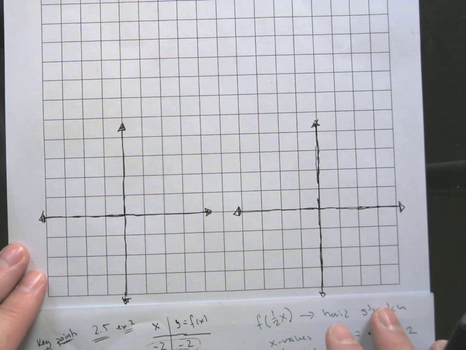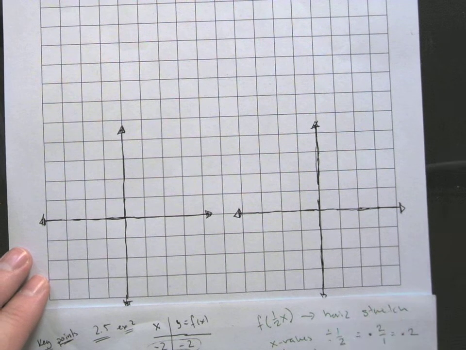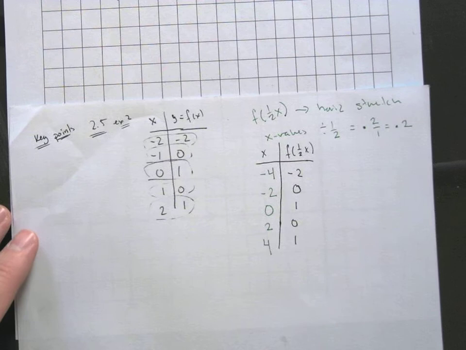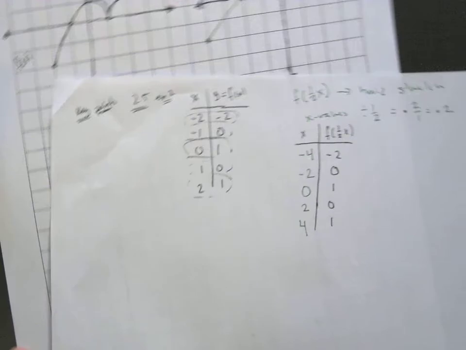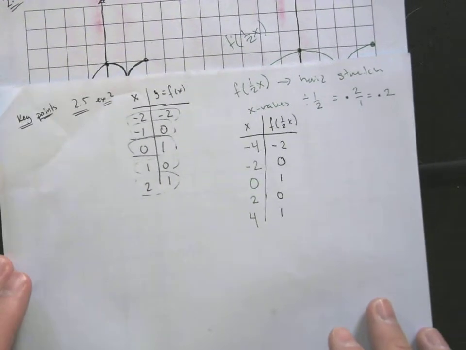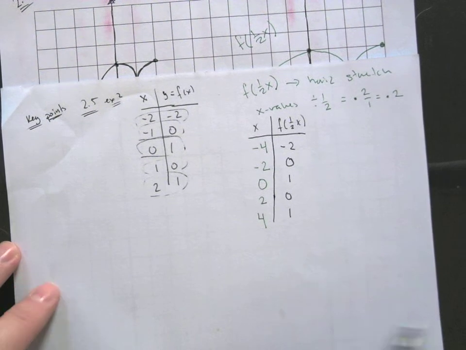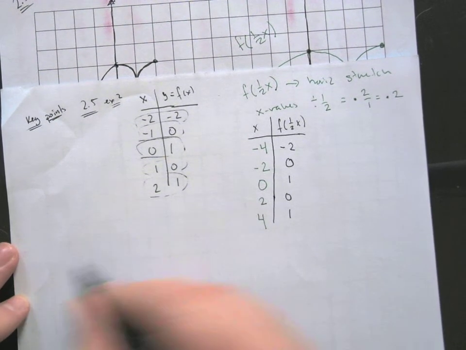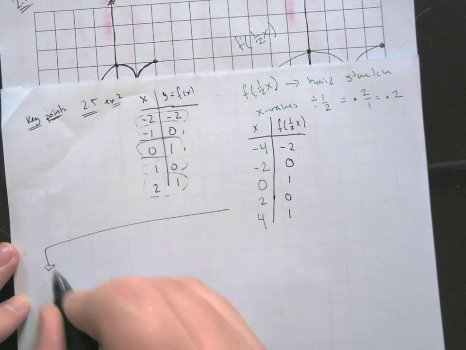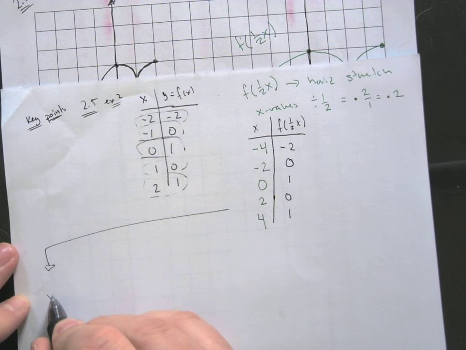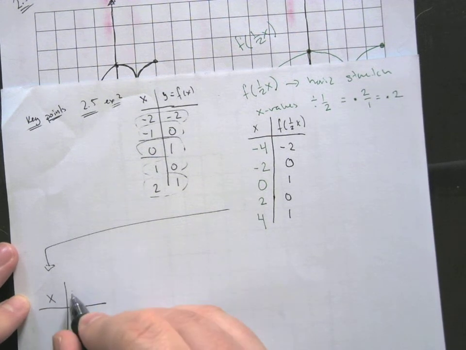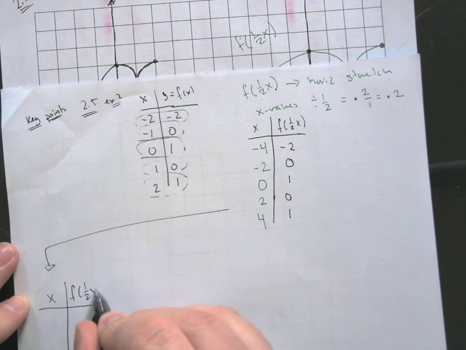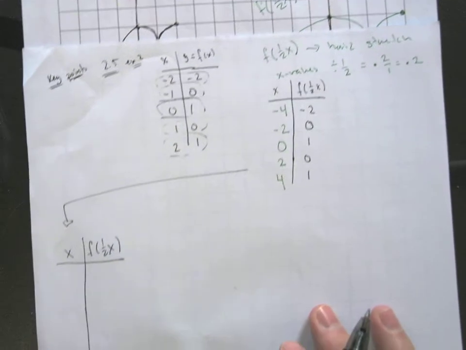And what I'll do is I'm going to rewrite this f of 1/2 x coordinates, right? So I'm just going to copy this down, and we'll do this all in a row. So x, f of 1/2 x.